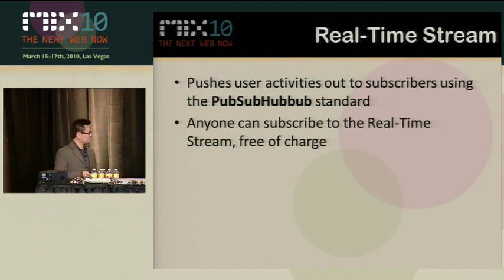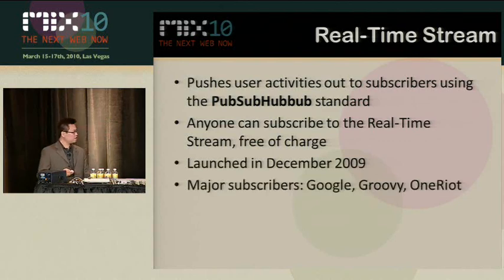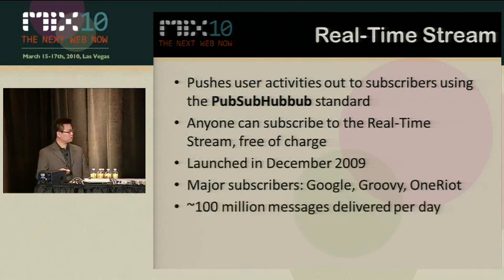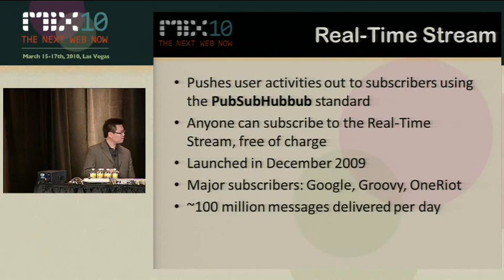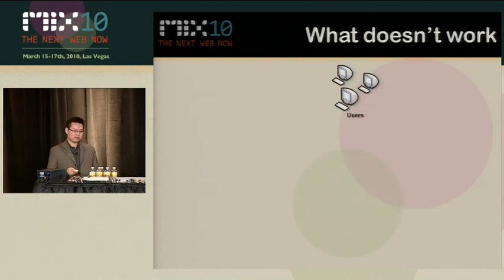We launched this service at the end of last year, and the major subscribers so far include Google, Groovy, OneRiot, among many others. And currently, we're streaming about 100 million messages per day to all subscribers all over the internet. And to understand the challenges behind creating something like the real-time stream, let's first take a look at a design for implementing it that is simple, straightforward, and completely doesn't work.